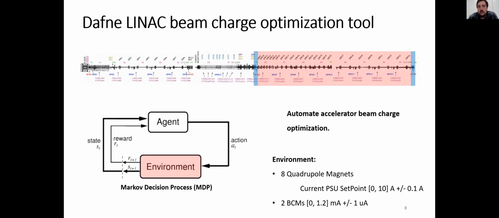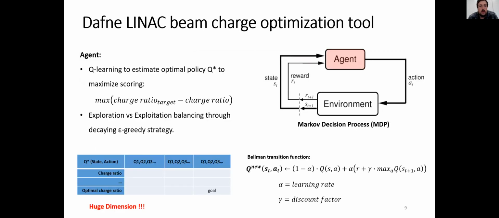In this case, in the environment, we have 8 quadrupole magnets, and there we control the power supply current, and we feed back the system with 2 beam current monitors. In this case, we are going to optimize the charge, but in some way it's also a trajectory optimization tool.